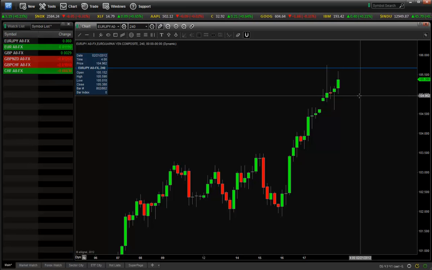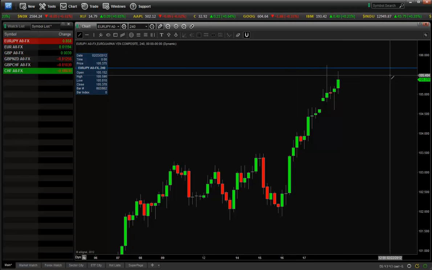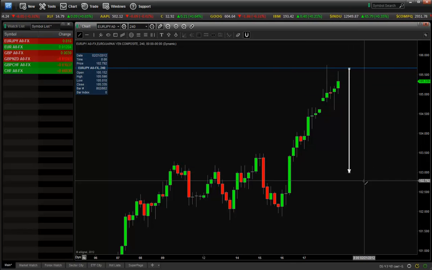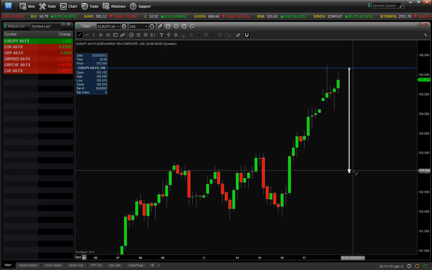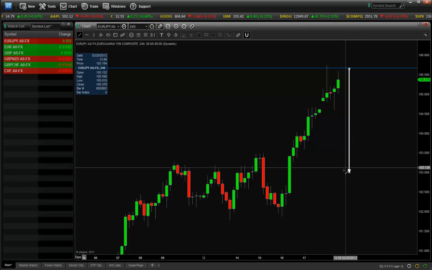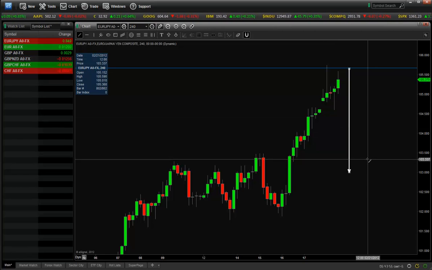Now, the downside to that is that you get into a situation where the market breaks down like this, and we end up closing down here at 103. You just get a massive reversal. And then, of course, you're not in a position to take advantage because now your risk-reward is just ridiculous.